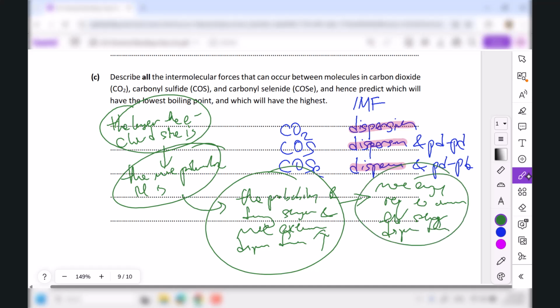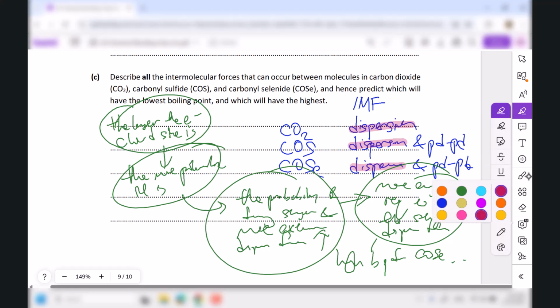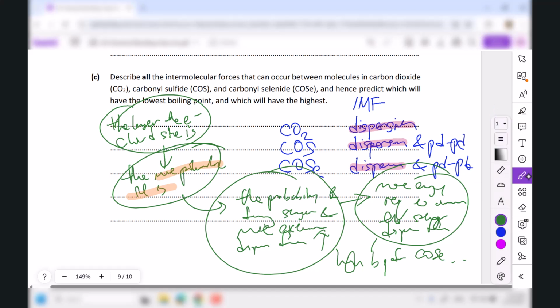And then this will lead to higher boiling points for COSE, in a certain order. Okay, so this is the whole thought process to help you discuss dispersion forces, which we have gone through during the tutorials as well. Then some students might not get why more polarizable means able to form stronger dispersion forces.